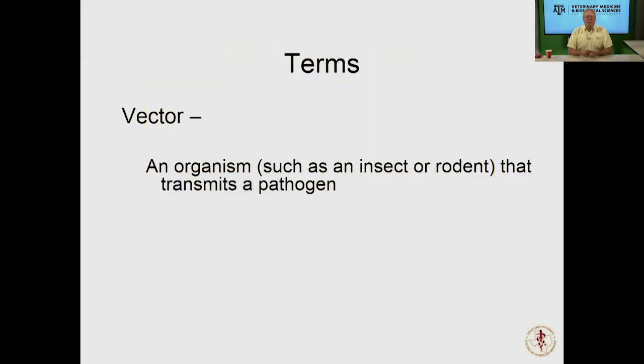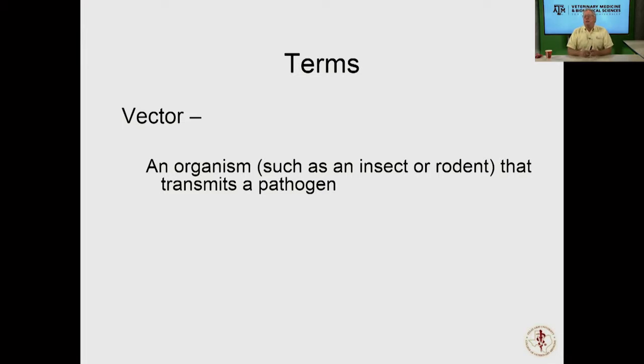Now that mosquito, again, I talked about terms, that mosquito would be a vector in the life cycle of malaria. And a vector is an organism, such as an insect or a rodent, that transmits a pathogen. And so the mosquito is the vector for malaria.